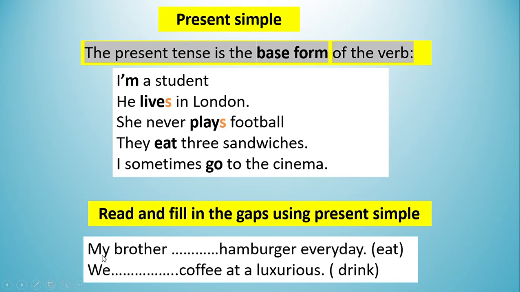Let's try here. My brother. How many brothers here? Only one. You must add s to the verb. My brother eats a hamburger every day. Here, we. More than one. Will you add s or not? Of course not, because we are more than one. No need for s. We drink coffee at a luxurious coffee shop.